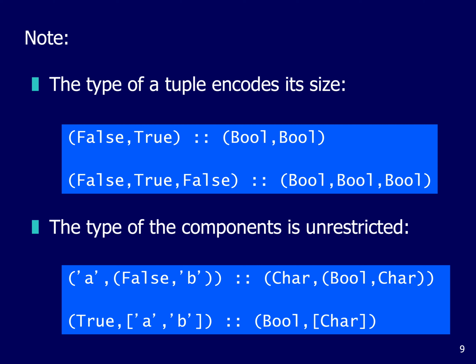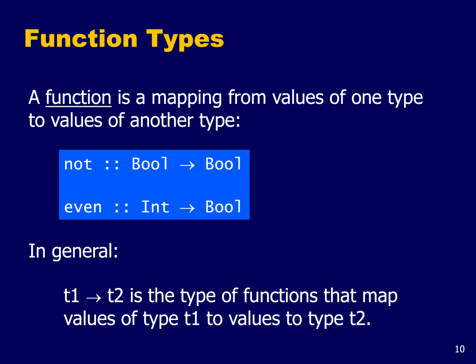So the type of this pair is a pair of a Bool and a list of Char. So this is basically all you need to know about tuples.